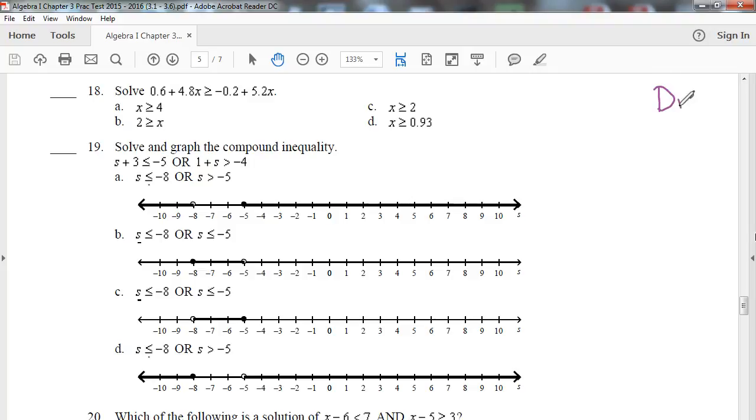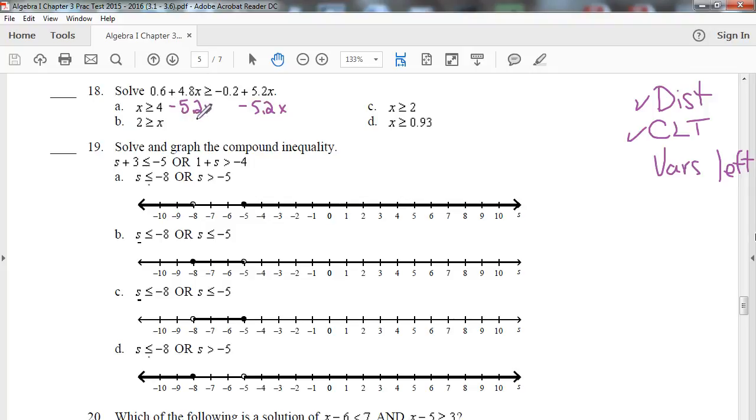So again, toward the end of the last video, I said, can we distribute? There's nothing to distribute, so we move on to the next step. Are there any like terms on either side that we can combine? In this case, no. So then, do we have variables on both sides? Yes, we do. Let's move them all to the left so we don't have to flip-flop the expression or the sentence later. We'll do that by subtracting 5.2x from both sides.